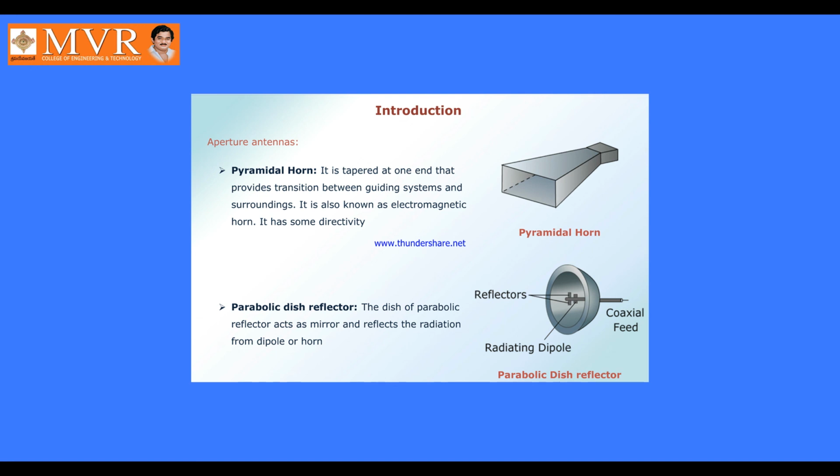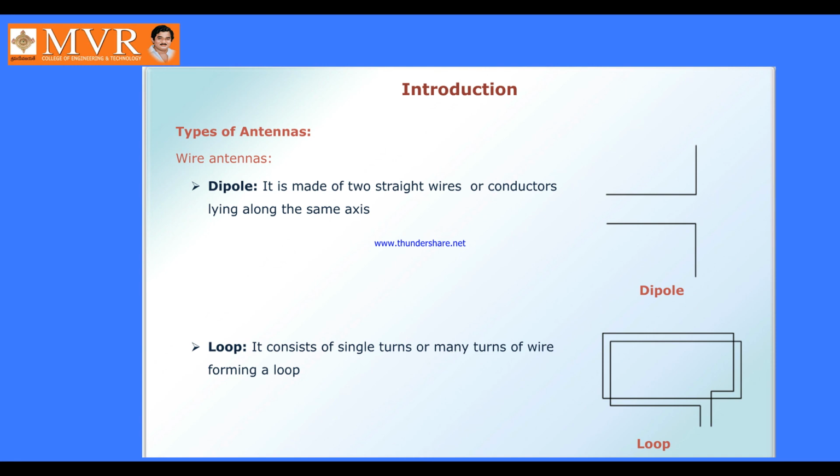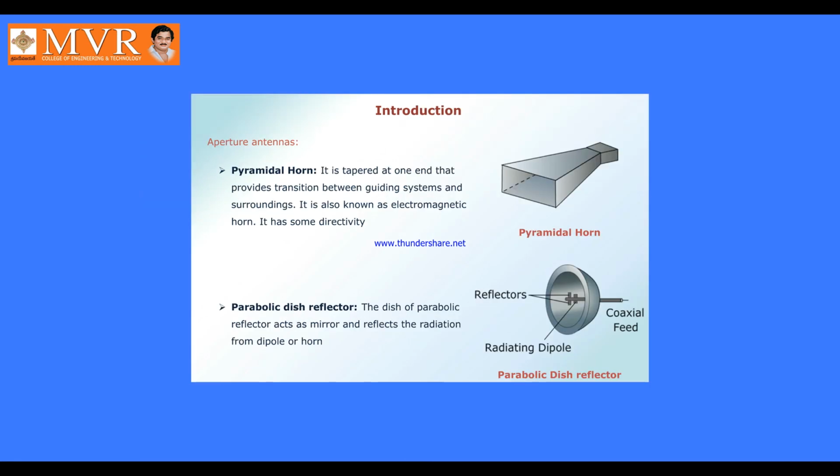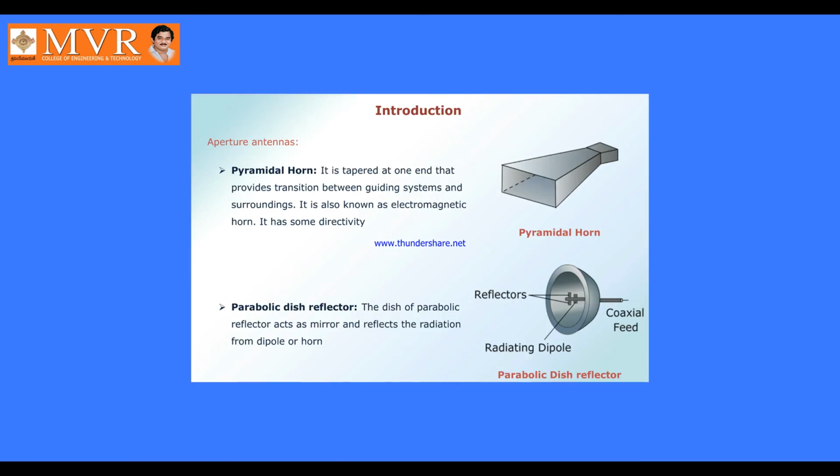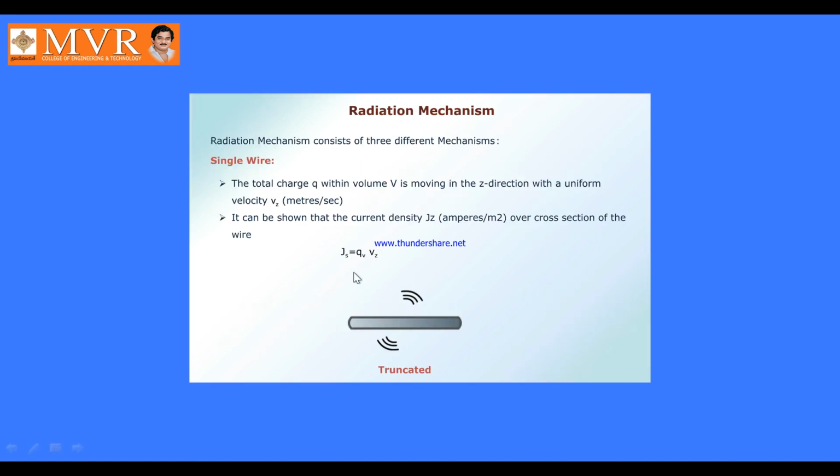So these are the different types of antennas. What are the dipole antenna, loop antenna, pyramidal horn antenna or parabolic antenna? There are many types of antennas, but some of them I put here: dipole, loop, pyramidal and parabolic antennas. Okay, right? Next one, radiation mechanism.